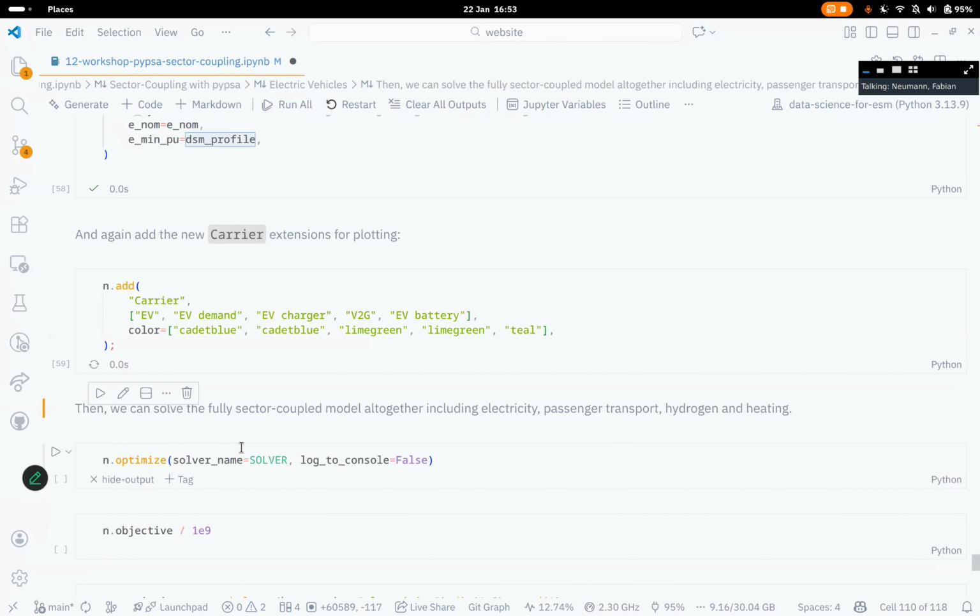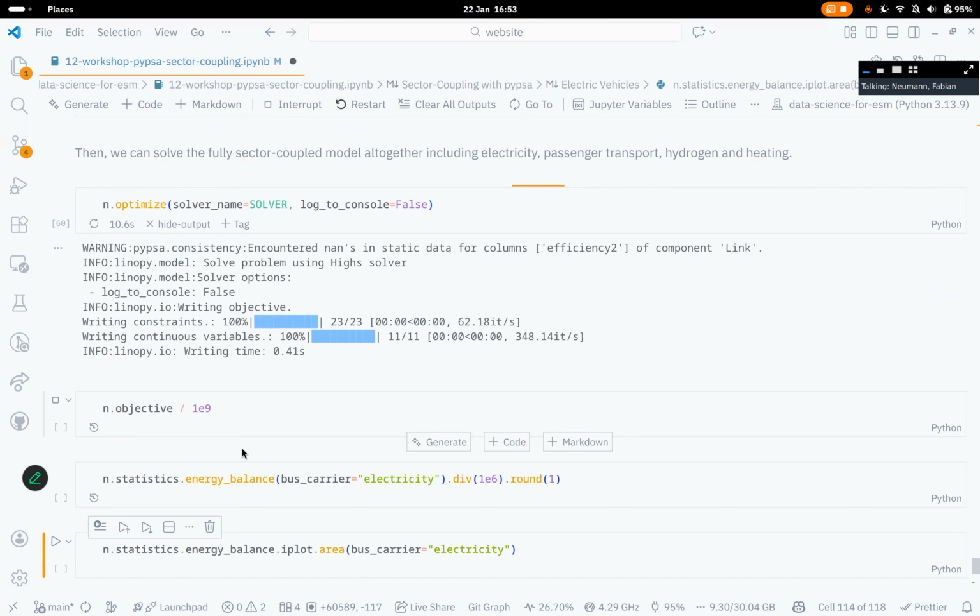Add some carriers and solve that, and then we can look at what the costs look like. And that is, of course, now going to be more expensive because we added more loads to that. And it's also going to take slightly longer to solve.